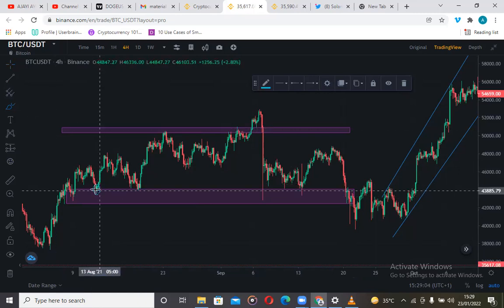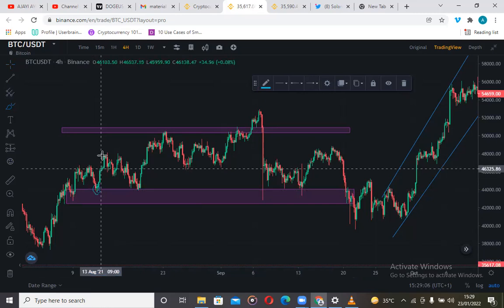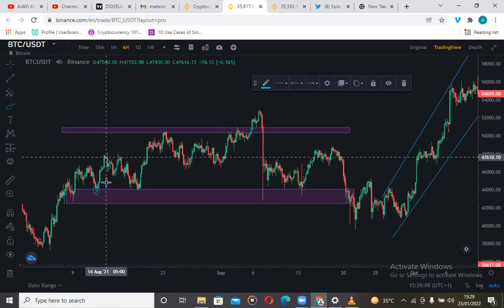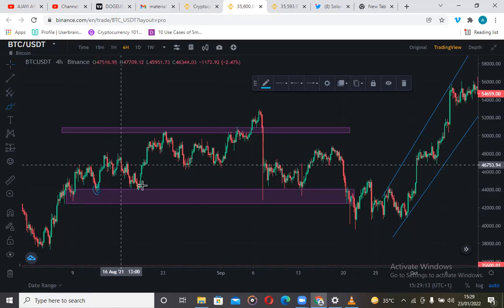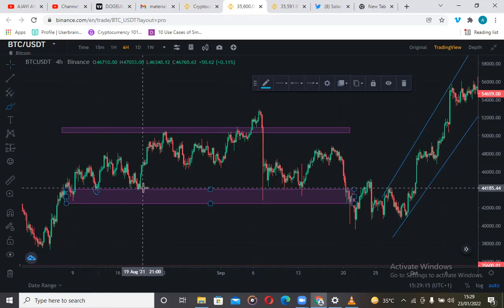I will not buy at this point. I will not buy at this point also, because it has risen from 44,000 to 47,000. I will not buy there. I wait for it to come down to my support level, which is 44,000 again, before I buy, so that I will make profit.